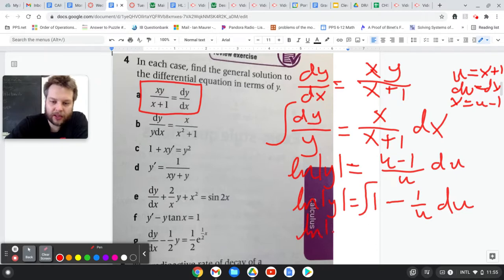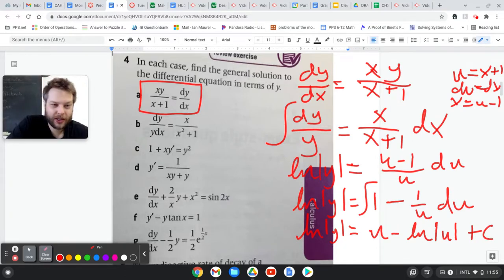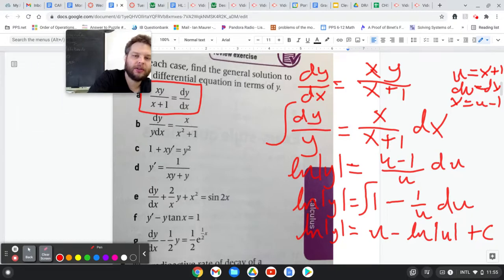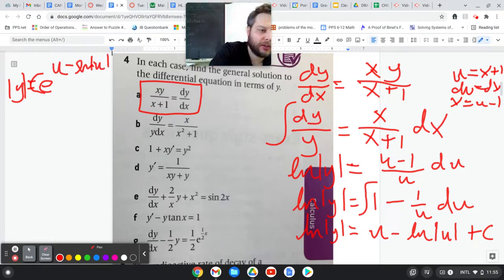Integrate that, we get natural log of absolute value of y equals u minus natural log of the absolute value of u. A couple options for how you can proceed from here. Well, we better get a plus c on there. I'm just going to exponentiate both sides. You could do some other things if you want, but I'll just exponentiate. So I have absolute value of y equals e raised to all of that stuff. And I'm going to just drop the c in front. That's pretty standard practice. So c e to the u minus natural log of u.